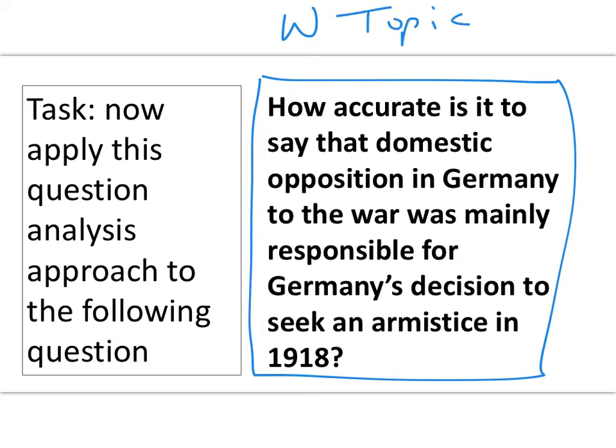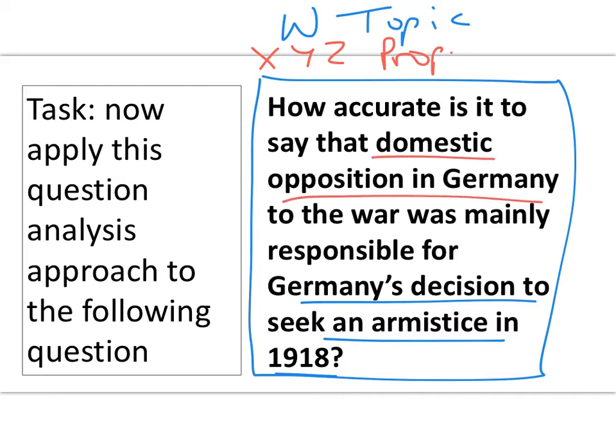So immediately now you're saying, right, what's the event? Well, the event is Germany decided to seek an armistice in 1918. That's your W. And then you've got your XYZ, which is the proposition. And the proposition is domestic opposition in Germany to World War I was responsible for Germany seeking the armistice. Or was it? Or were there other reasons?